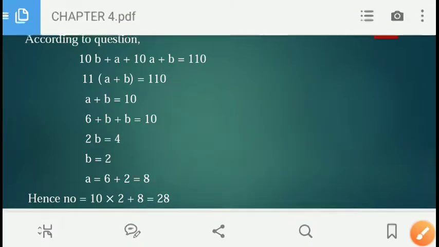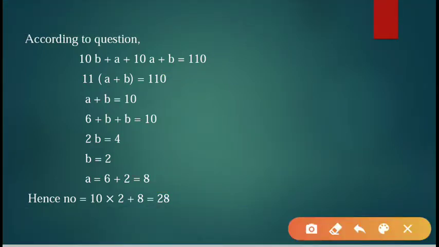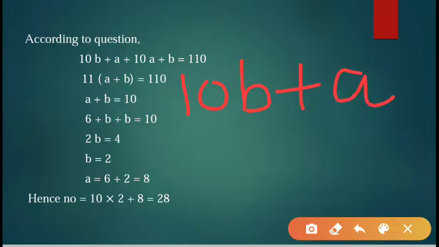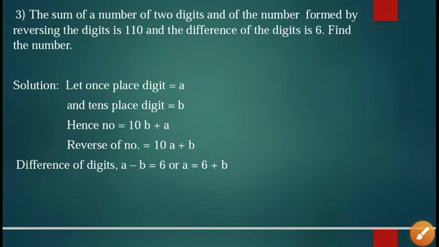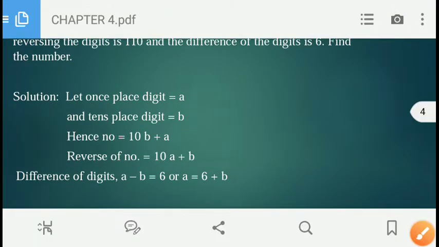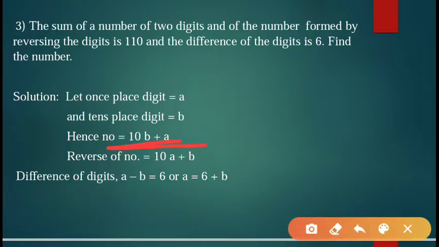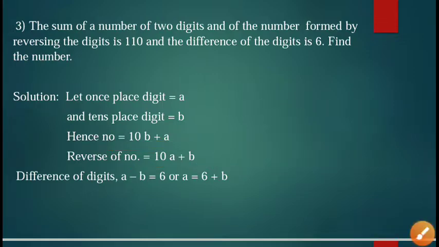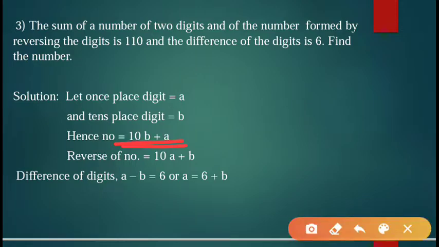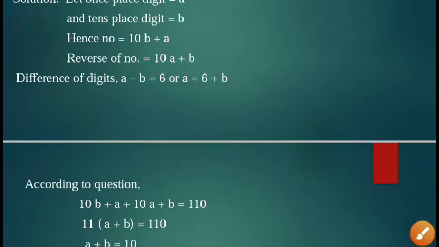Now put the value of a and b in the original number. What was the original number? The original number was 10b plus a. In the first line we have considered 10b plus a as the original number. Don't put the values in the other expression, because that will give you the reverse number. This will give you 28, and when you reverse it, you get the reverse number. This is the original number, that's why we are putting the values of a and b in the original number.